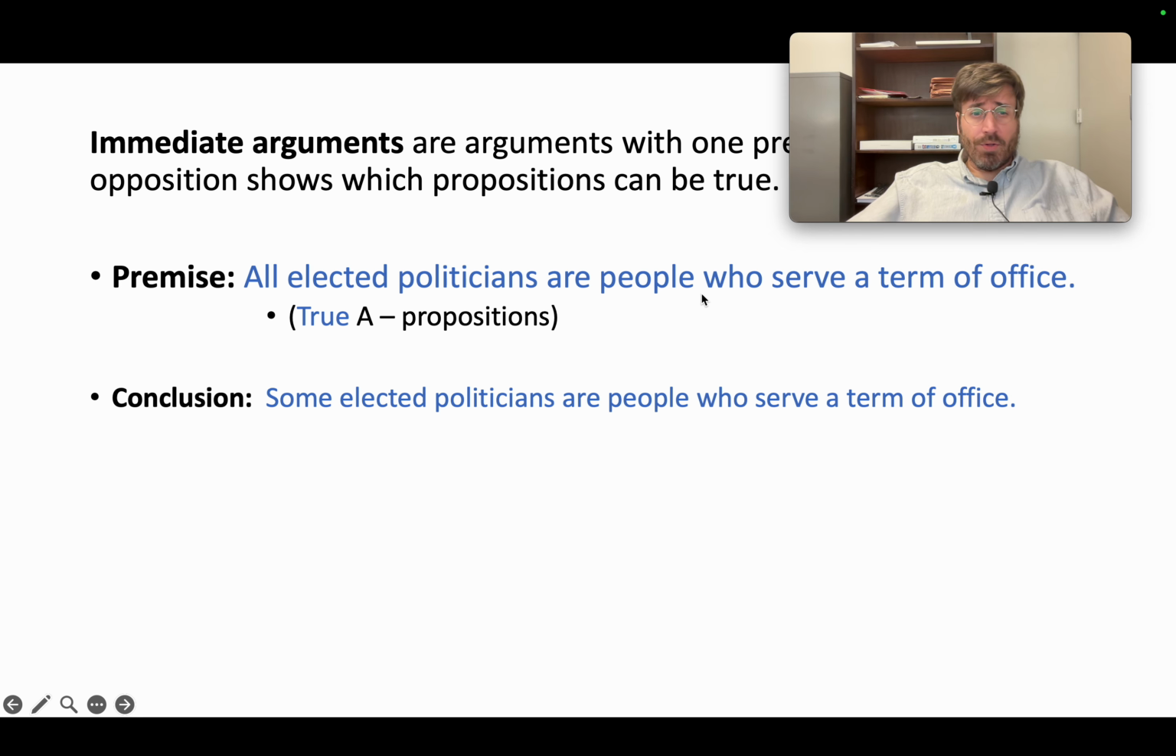If I give a conclusion like this, some elected politicians are people who serve a term of office, just try to think about two things for me, if you would, and write this down. First, what category of proposition has been generated here? Where have we moved on the square, from where to where? So what is the abbreviated letter type and the corresponding category? And then try to see if you can infer, with our laws of immediate arguments on the square, the truth value. Is this a true, false, or undetermined proposition? So first write down the category type and then the truth value, if you can discover it.